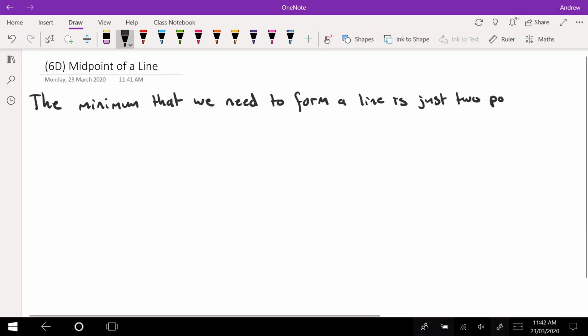So the minimum things that we need to form a line are just 2 points. And then we connect the 2 points and that gives us our line. That line can extend past those points if we really wanted. But to form a straight line, all we need are just 2 points. Once we have those 2 points, we form a line segment.